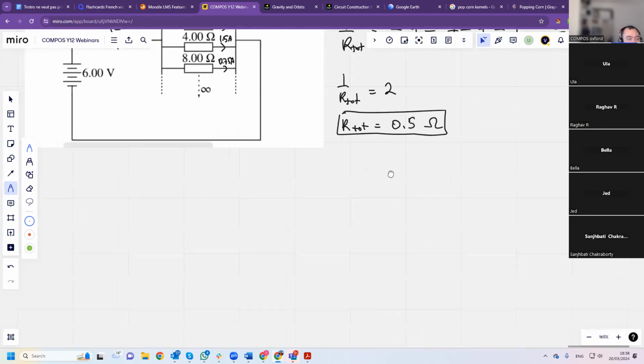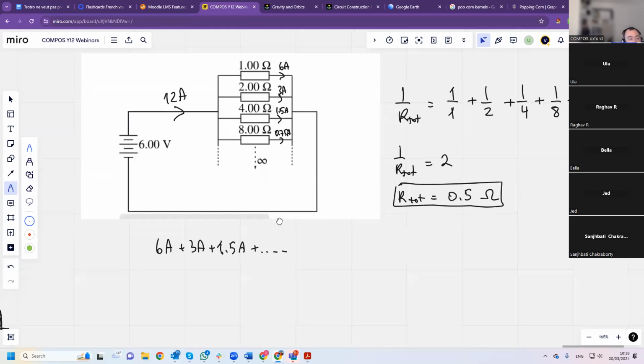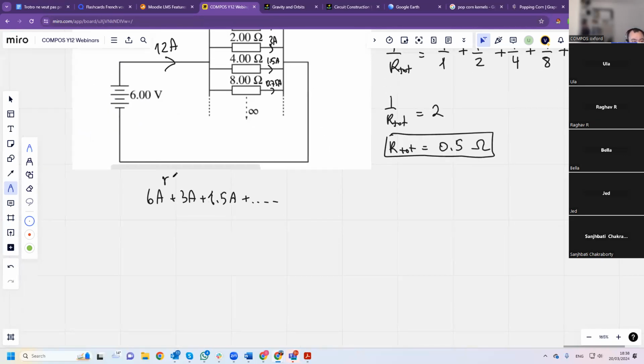Okay. And if you add the currents as well, so 6 amps plus 3 amps plus 1.5 amps plus etc. infinity times, you should get an answer of 12. Let's see. So R is 0.5. The sum to infinity is the first term divided by 1 minus 0.5. So it's 6 divided by 0.5, which is 12 amps. Okay, so it works. 12 amps as well.